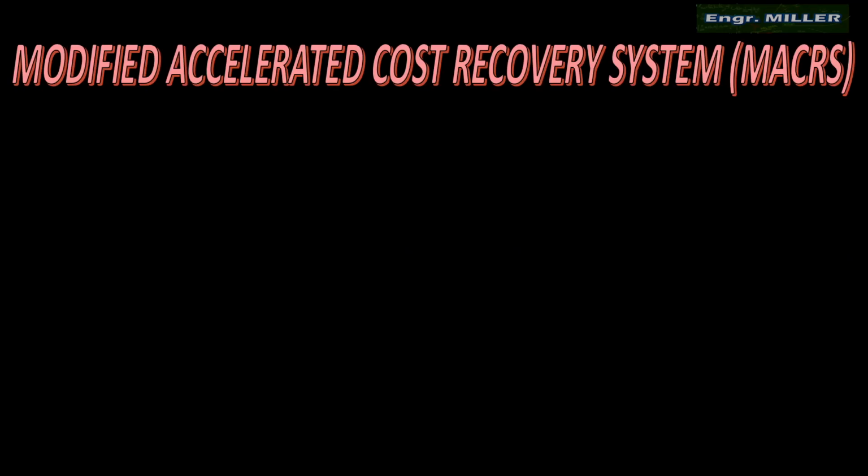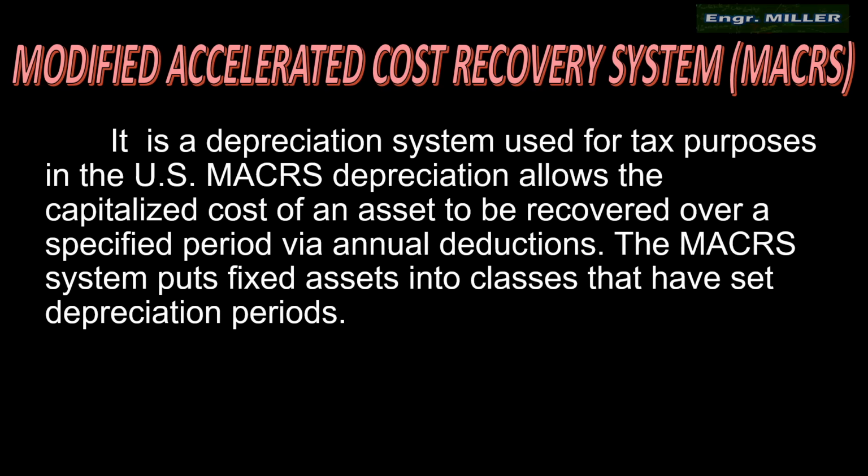So when we say MACRS method of depreciation, or Modified Accelerated Cost Recovery System, it is a depreciation system used for tax purposes in the US. MACRS depreciation allows the capitalized cost of an asset to be recovered over a specific period of time via annual deductions. The MACRS system puts fixed assets into classes that have set depreciation periods.